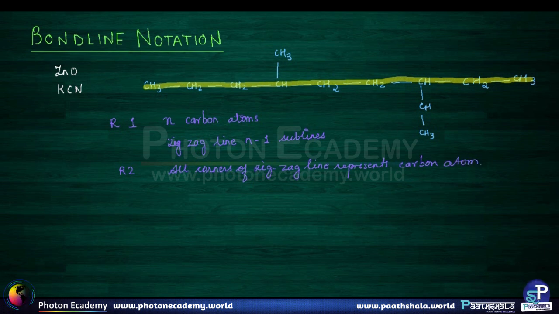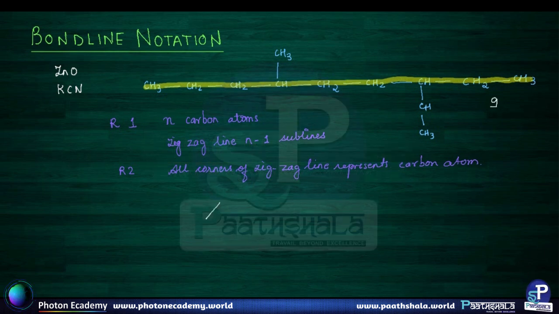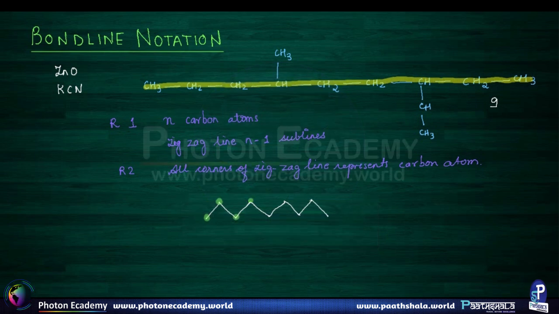So here we go, let's take this example. There are 9 carbon atoms, so we need to draw a zigzag line having 8 sublines: 1, 2, 3, 4, 5, 6, 7, 8. So 8 sublines, where each corner represents a carbon atom: 1, 2, 3, 4, 5, 6, 7, 8, 9.